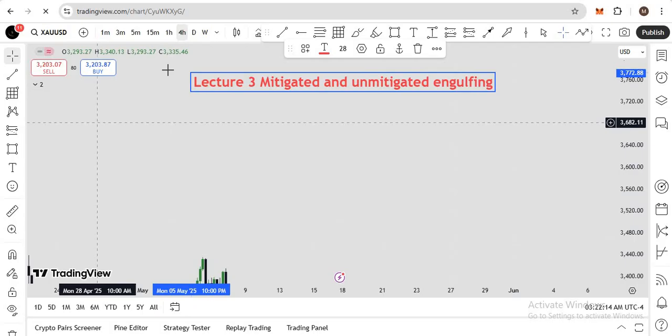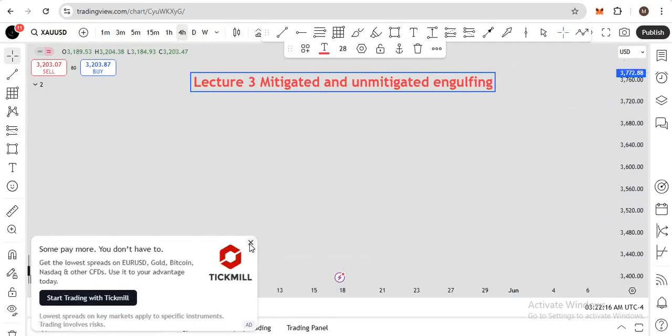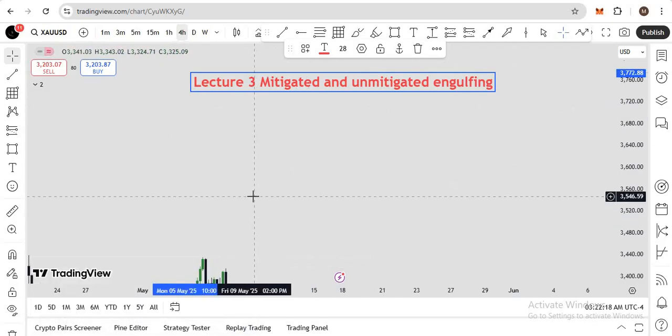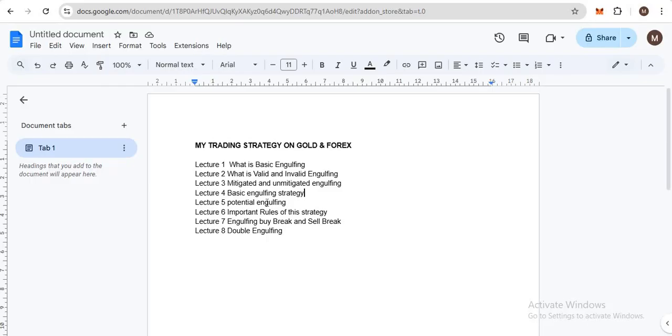In this video I am going to show you what the mitigated and unmitigated engulfing are. In the previous two lectures I explained the basic engulfings and the valid and invalid engulfing.